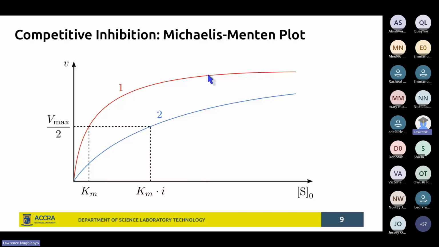Now with an inhibitor in the reaction mixture, which means you have the inhibitor binding onto the enzyme, what you do notice is that you have a shift in the Michaelis-Menten constant to the right. What does it mean? Now, in competitive inhibition, the maximum rate of reaction is not changed. It can still be reached.